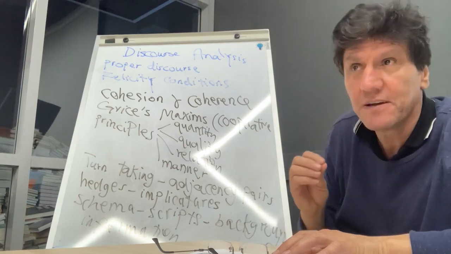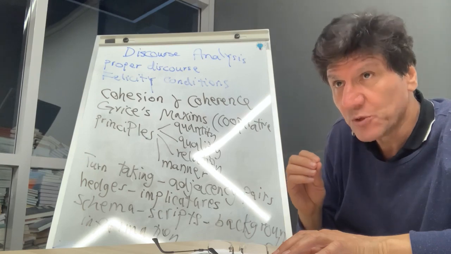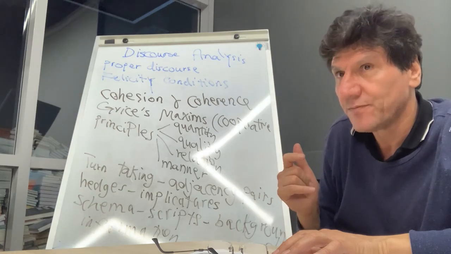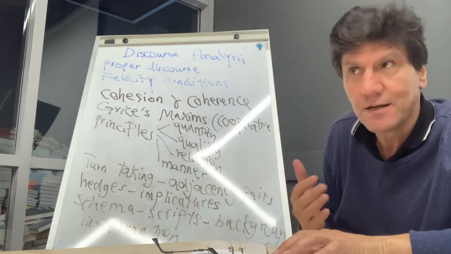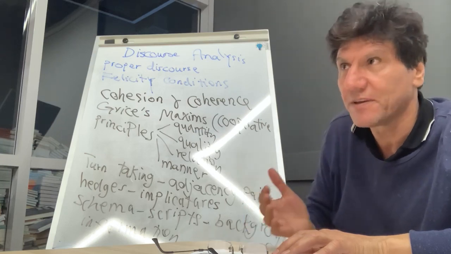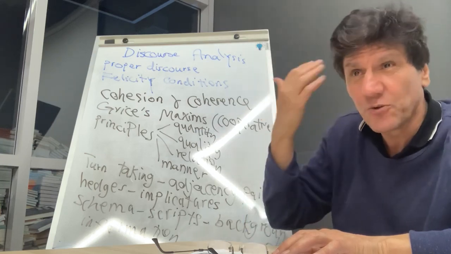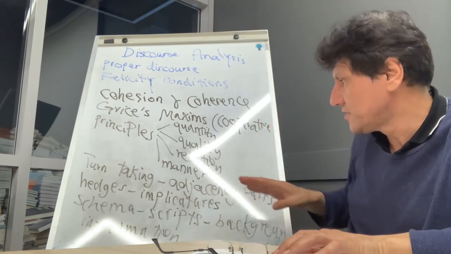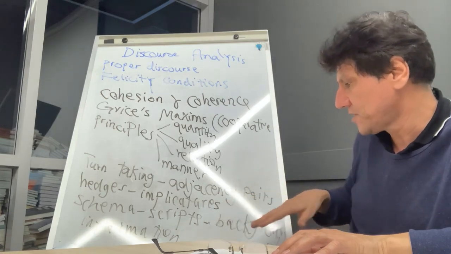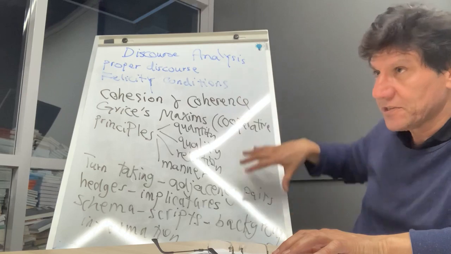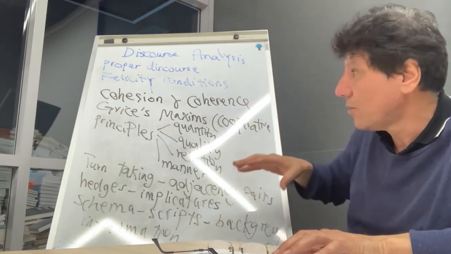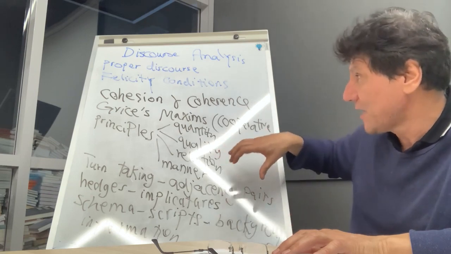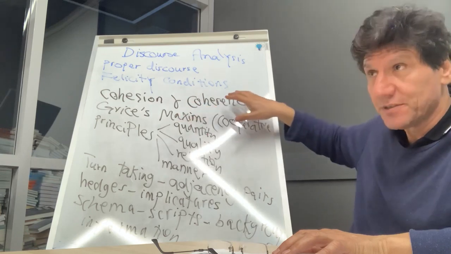So you activate the relevant script when we talk about it. For instance, I say, watching a football match. Do you have the script? Yes. You have the stadium, the ball, the players, the referee. This is the script. Script is the mental image that you have. We talked about hedges, adjacency pairs, implicatures, schema, scripts, background information. All of these are components of proper discourse, successful communication, written or spoken, and they are manifestations of felicity conditions.